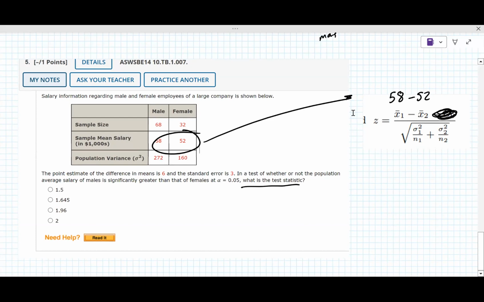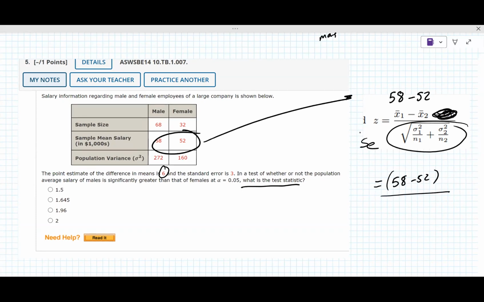Okay. And so you have everything you need here. You have 58 minus 52. They're telling you that's 6. You already know that. They're also telling you the standard error. This part on the bottom is the standard error. Or you can calculate it if you want, but they're saying, hey, here's the standard error. All right. So you literally are just taking the difference in means, 58 minus 52, which is 6, and then dividing it by the 3.